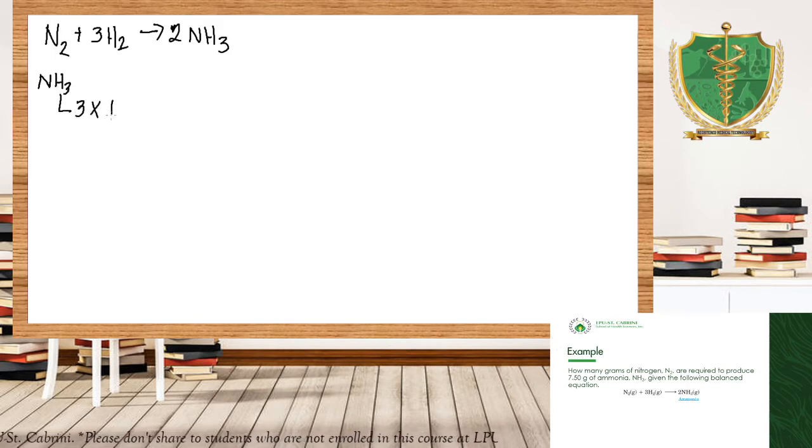So let's solve this one. Again, the problem is how many grams of nitrogen are required to produce 7.5 grams of ammonia. So ang ating balance equation ay N2 plus 3H2 will give us 2 moles of ammonia. So, anong una natin gagawin? Compute for the molar mass of ammonia. So, what will be the molar mass of ammonia? Okay, so, NH3. 3 times 1.01, that will be 3.03, and 1 times 14.01. Ano ba yan? Burahin natin. Ayusin natin.